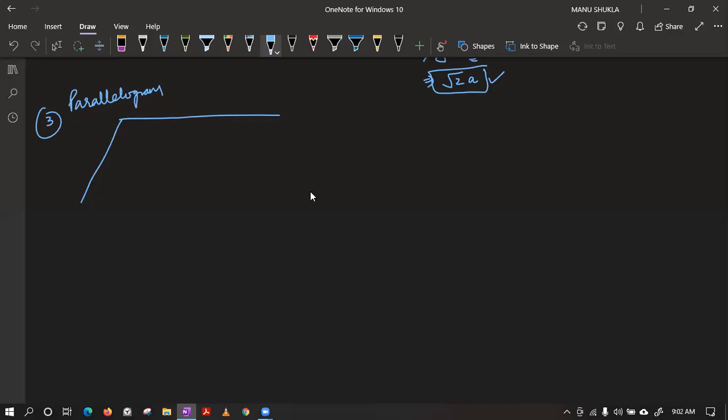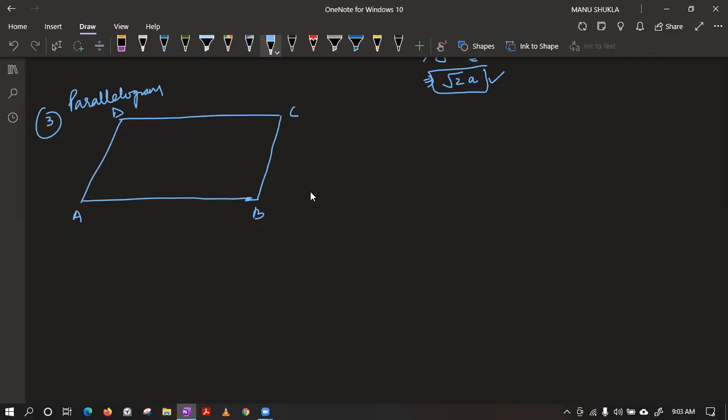Actually, parallelogram is like the father of rectangle, rhombus, and square. Class, I hope you all remember that thing. Parallelogram is like the father of square, rectangle, and rhombus. I will show you the family tree also after this.